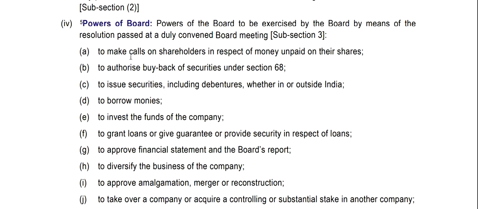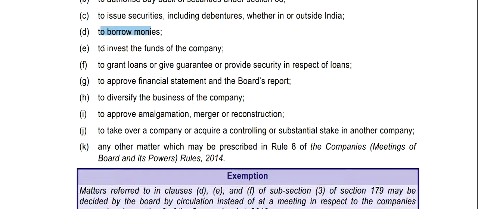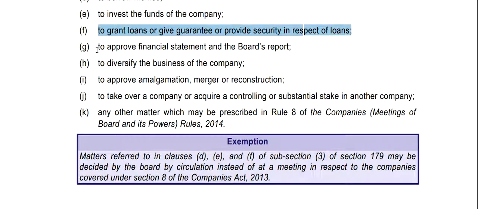A. To make calls on shareholders in respect of money unpaid on their shares, authorized by banks security under section 68C. B. To issue securities including debentures whether in or outside India. C. To borrow monies. D. To invest the funds. E. To grant loans or give guarantee or provide security in respect of loans. F. To approve the financial statements and the board report. G. To diversify the business of the company.